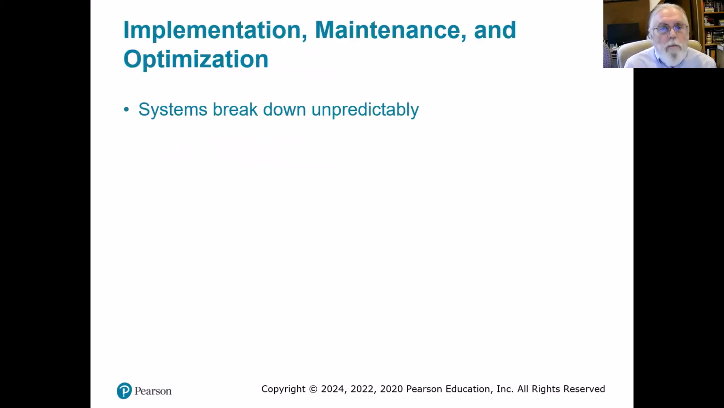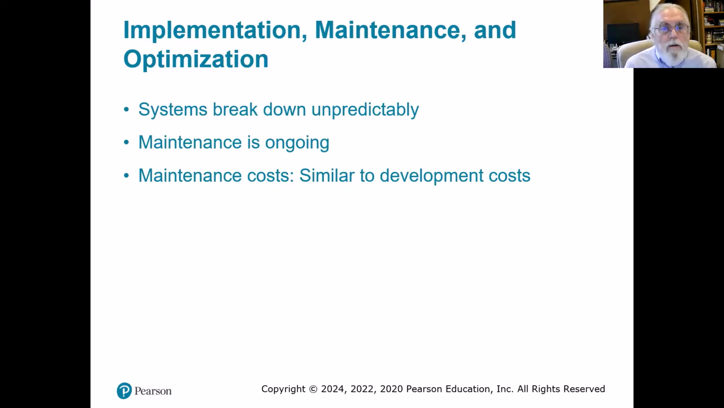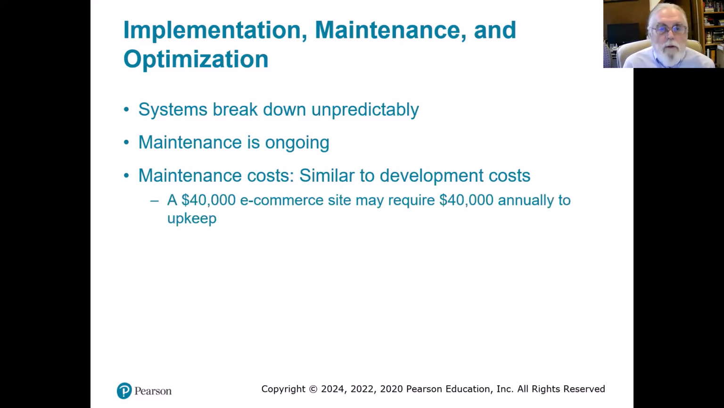I like that the authors remind us of this. Systems do break down unpredictably. Again, another reason why I don't like hosting things myself, having the hardware. I don't want to have to worry about that. When I'm contracting with someone else, it's their issue and they have to plan for it, because there is maintenance ongoing. And generally speaking, your annual maintenance costs are going to be similar to what it costs to implement it. For example, if you spent $40,000 setting up your e-commerce site on your location, you may be spending $40,000 a year just to keep that thing up and running. So again, another reason why outsourcing this usually is the best solution.